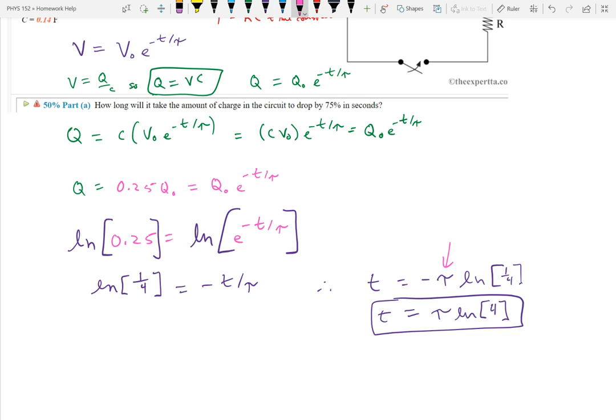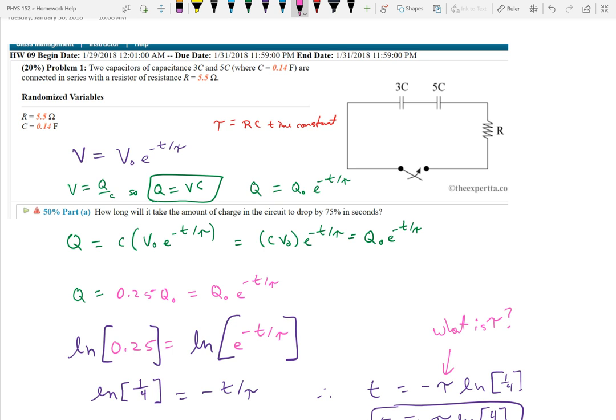What is tau? Well, that's where we started. It's the RC time constant. For the RC time constant, I have the R right there, but I need to find the equivalent capacitance for both of these because both of those are my capacitor. So those are in series. What's the equation for finding C series? Do you add them like normal, or is it the reciprocal? It's the reciprocal.